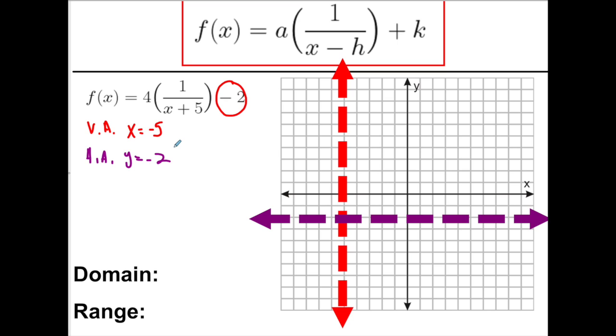Now, it's not the same as negative 2 because 1 over x plus 5 is not 0, right? But it's very, very close. All right, and that will be true no matter what k is. It's always going to be close to whatever that k value is.